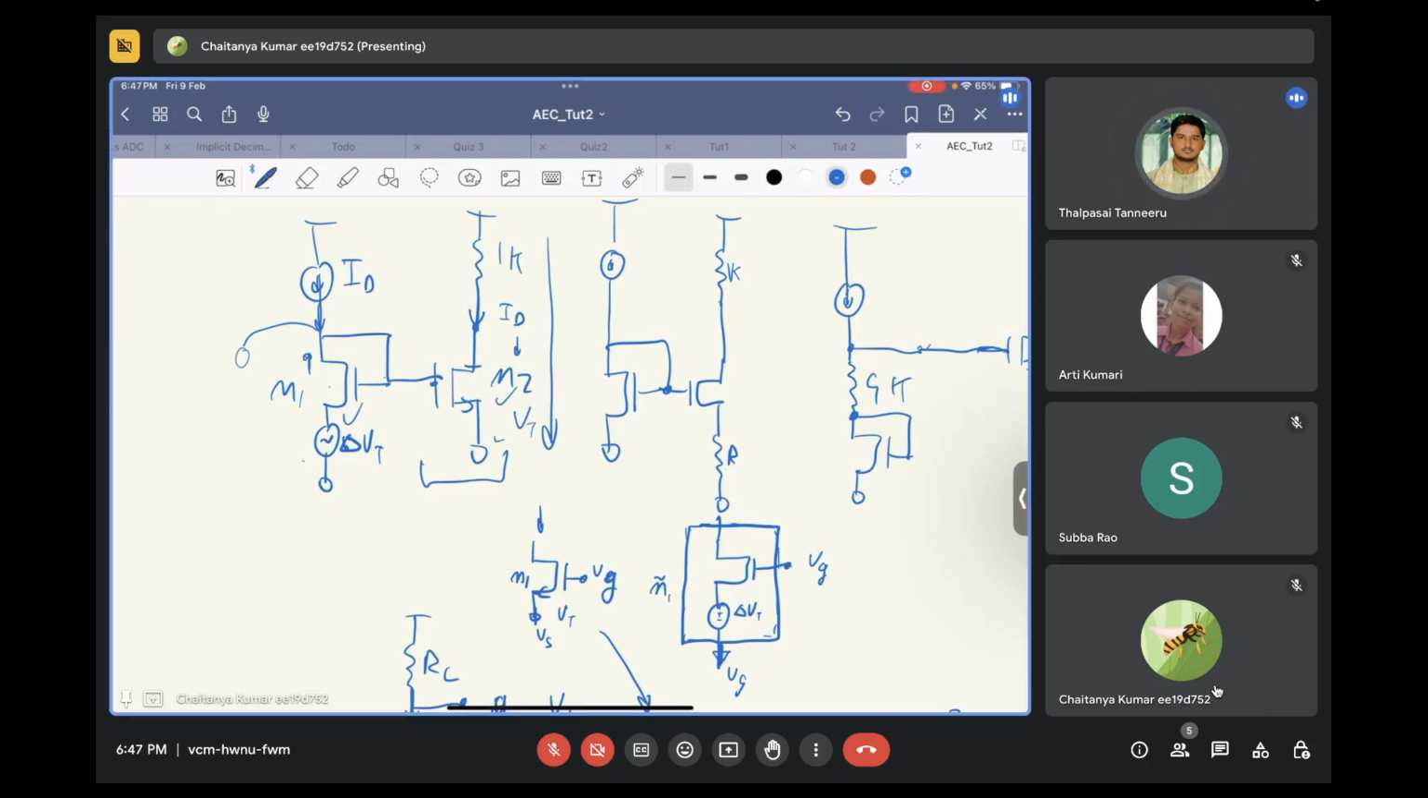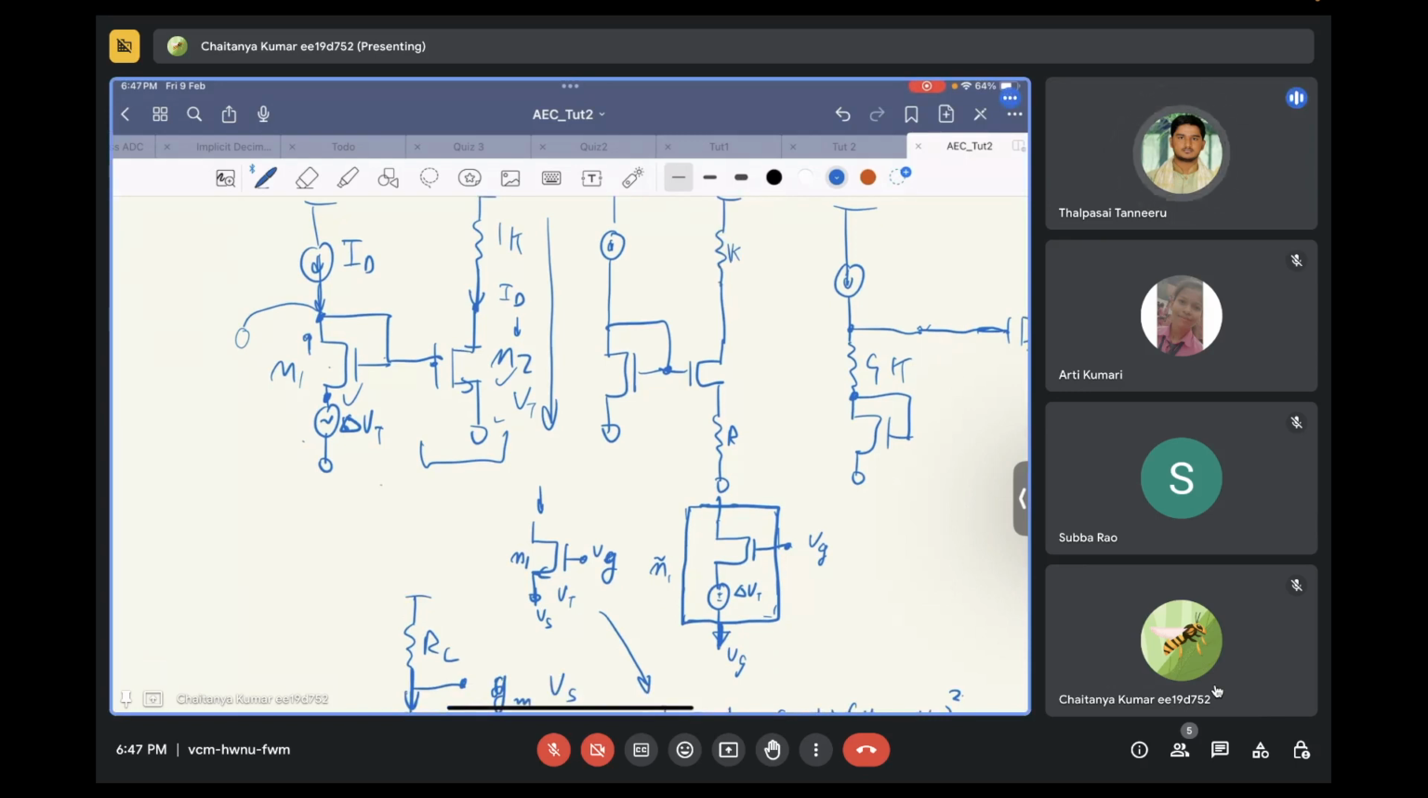Now let's say this is a diode connected transistor. M1 is a diode connected transistor, correct? Yes, sir, because gate and drain are getting the same voltage. So in small signal, how will it behave? It would be 1/gm. So you apply some additional delta Vt on this.